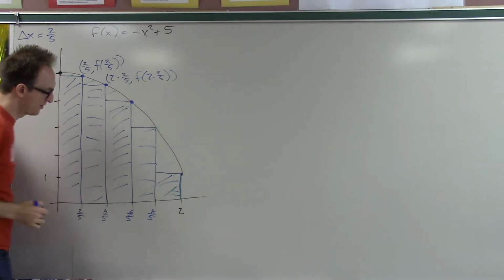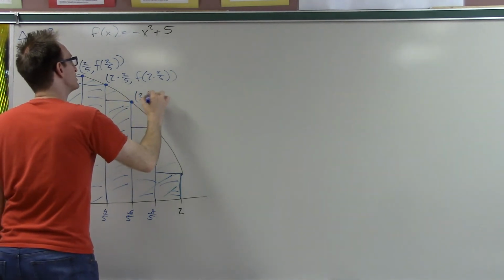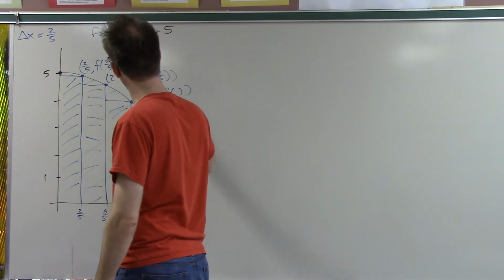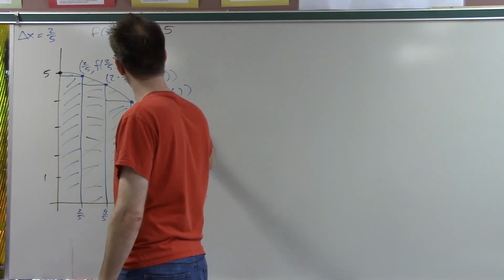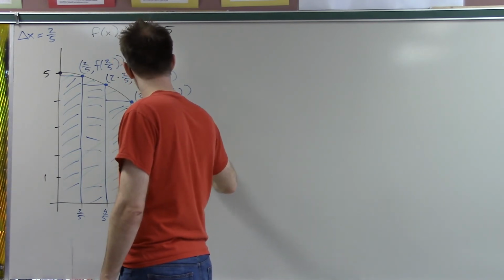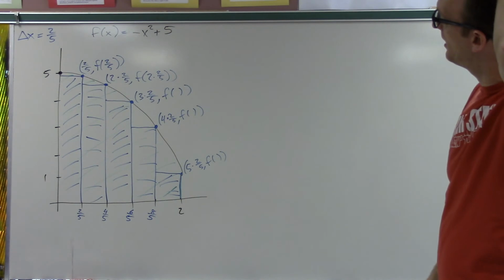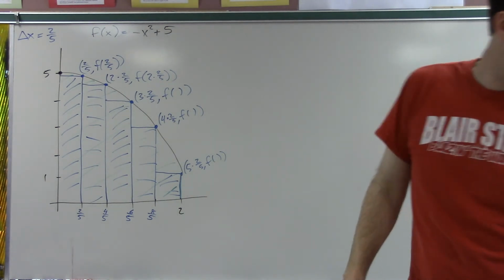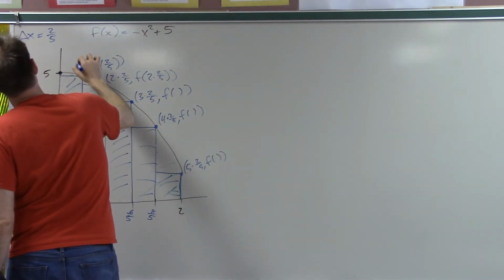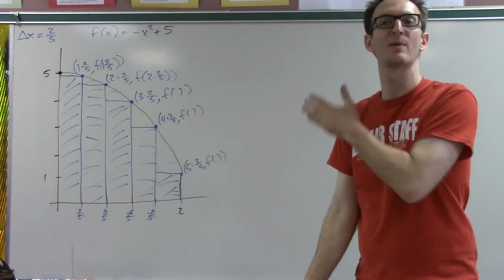Everyone with me? All right, and then this point we would say is 3 times 2/5, because by the time I get here, I've scooted over by 2/5 three times, f of that. Then 4 times 2/5, f of that, and 5 times 2/5, f of that. Okay, cool. And if I want to be really obnoxious about this, I can even write the first 2/5 as 1 times 2/5, so there's a clear pattern: each time I'm incrementing by 2/5.